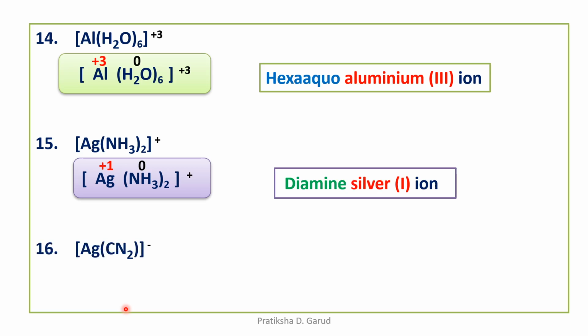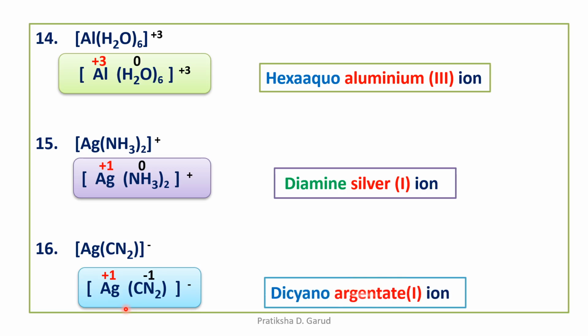Next example, [Ag(CN)2]-. Here cyanide is the negative ligand, therefore which is having the minus charge and hence Ag becomes +1. So the name becomes dicyanoargentate +1 ion. Why is it argentate? Because it is an anionic complex ion. Anionic complex ions have the special ending ATE.